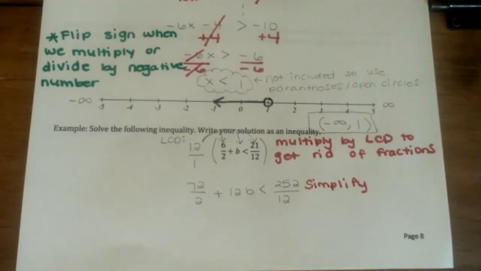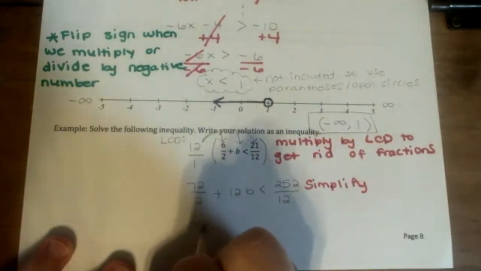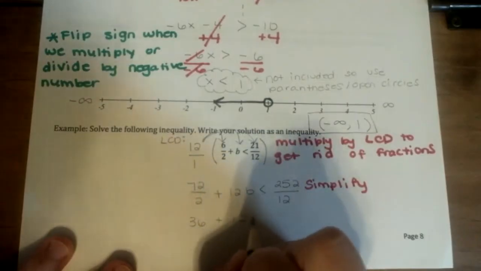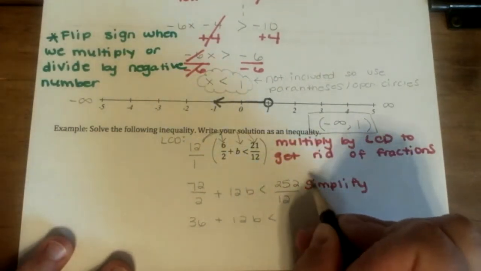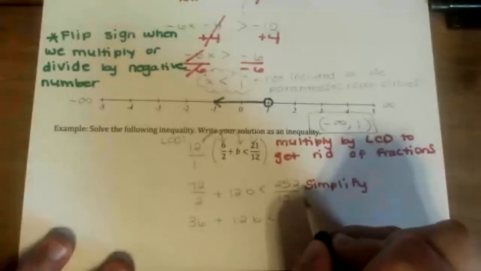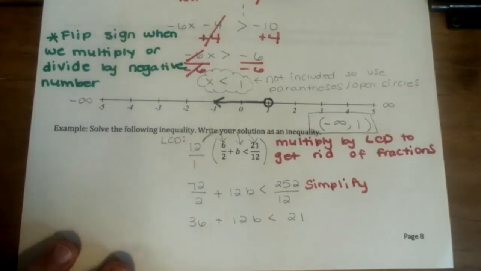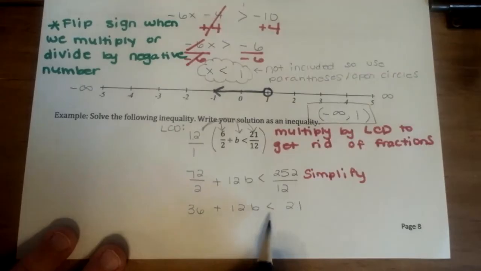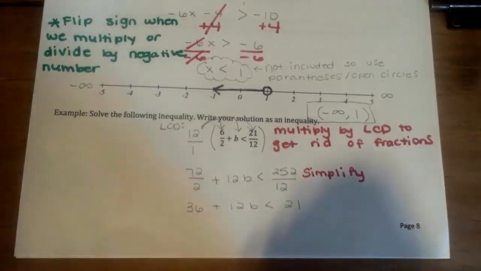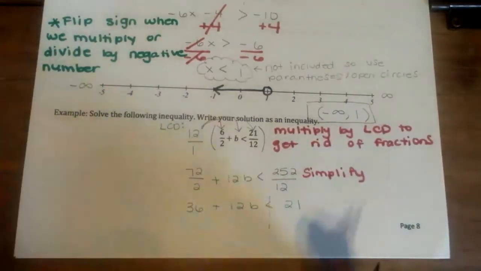So 72 divided by 2 should give us 36. That fraction went away. Plus 12b is less than 252 divided by 12, which would give us 21. All right, so we have 36 plus 12b is less than 21. Now it's like a normal equation. Let's solve it. You want that little line to show that we have two sides of the equation.